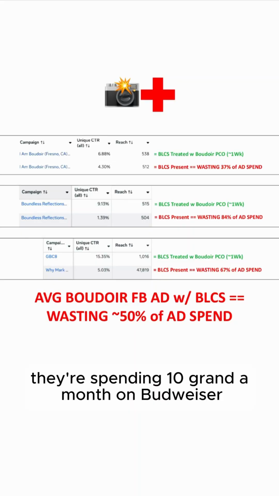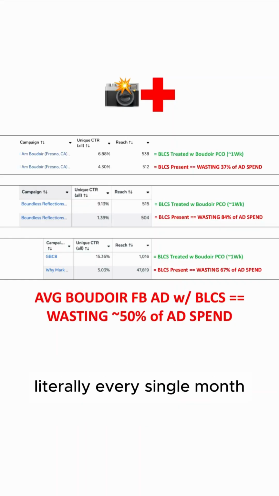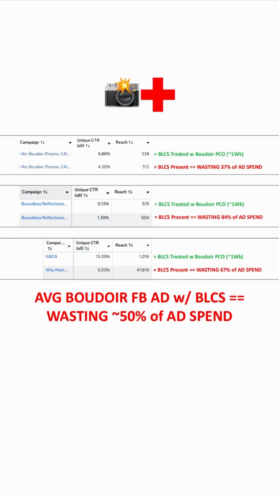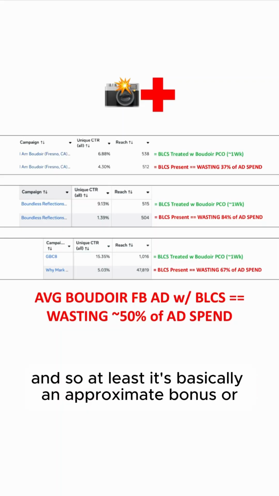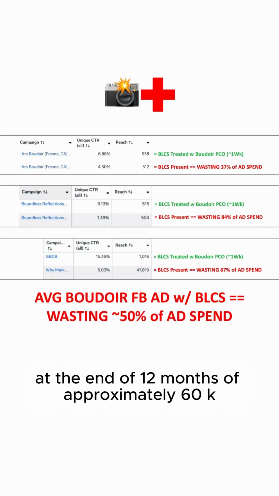If they're spending 10 grand a month on boudoir Facebook ads, approximately 5K every single month is being wasted, literally every single month. So if we can eliminate that and put that back in their pocket, it's basically an approximate bonus or phantom profit at the end of 12 months of approximately 60K.